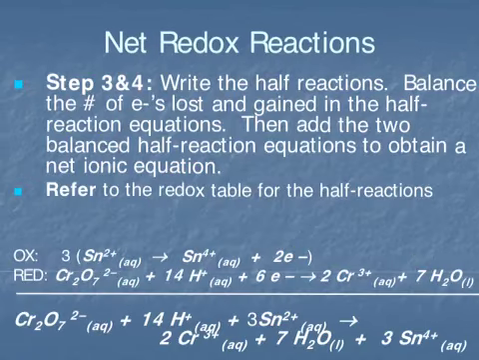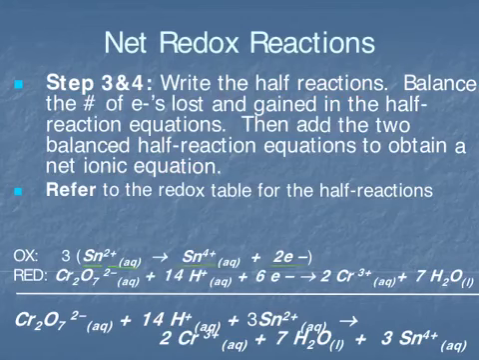Our next step is to write the half reactions. However, we can just look at our reduction half reaction table to write those. Here for the reducing agent, tin, we have to read it backwards, remember, from right to left. We have tin 2 plus yields tin 4 plus and 2 electrons.